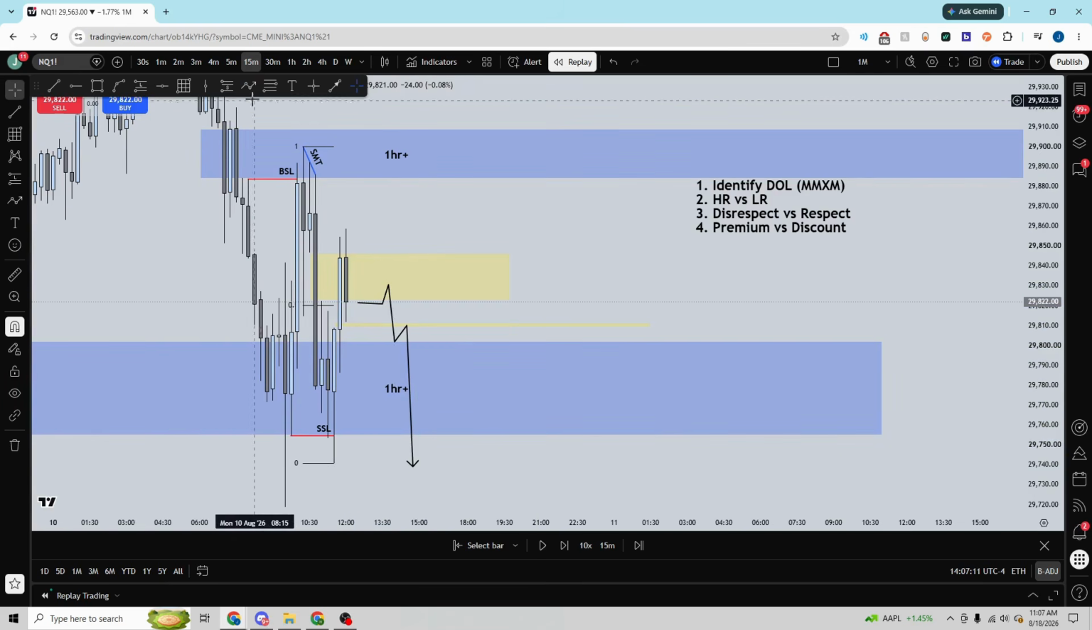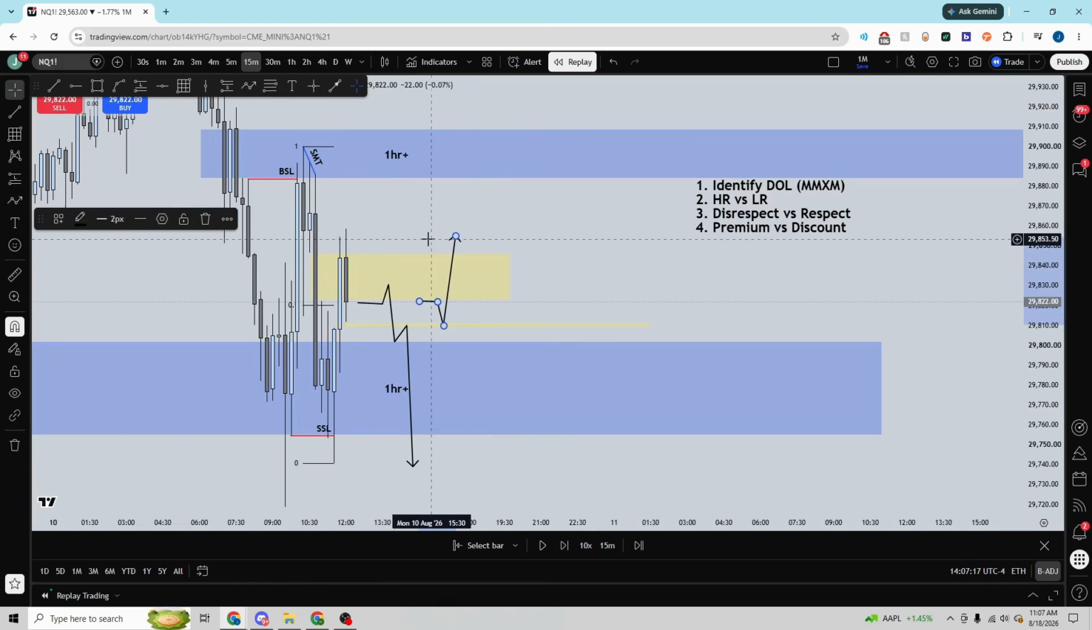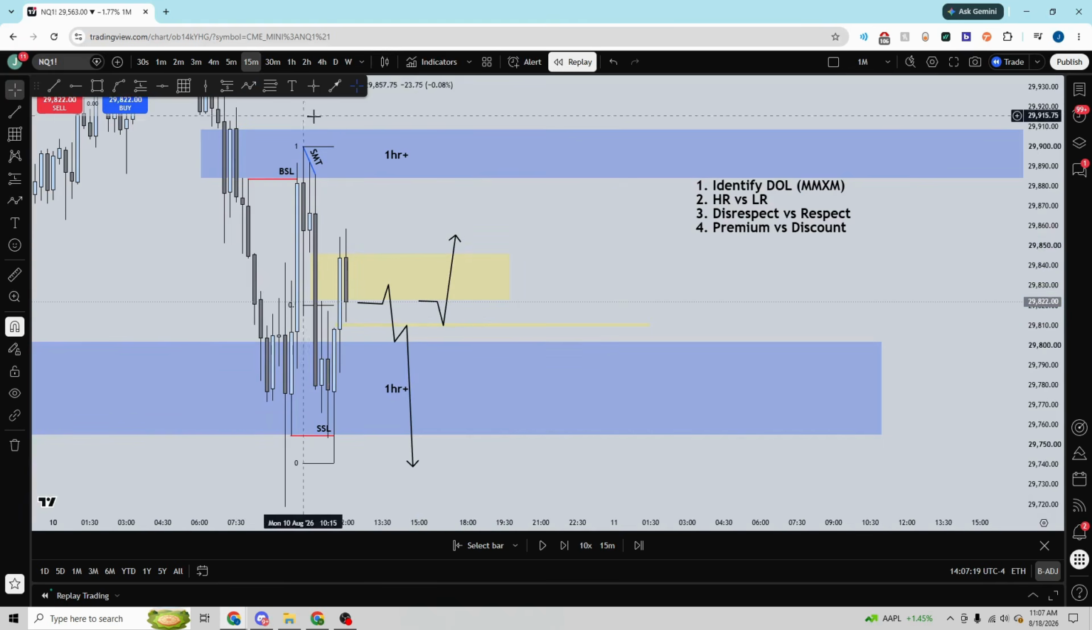If we were to remain bullish, what you want to see is for us to react out of this discounted bullish fair value gap to then disrespect this bearish premium fair value gap to then confirm the range high.